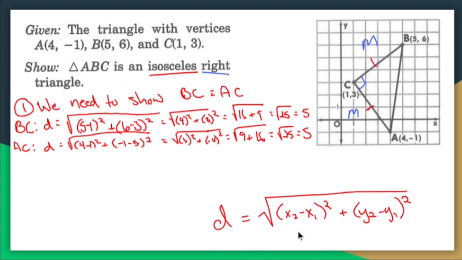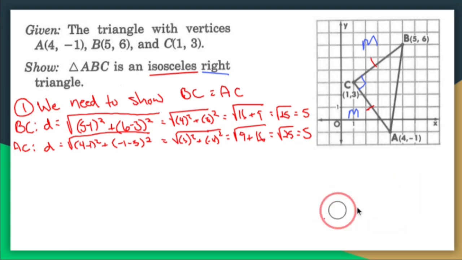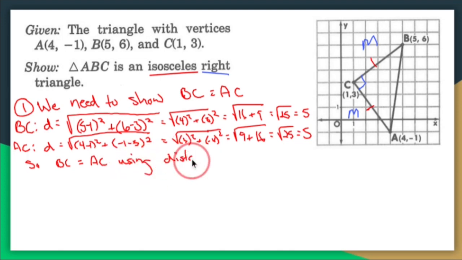So distance formula done. I will say, because I almost stopped right there, that BC is equal to AC using the distance formula. Might be saying too much, but why not? This one won't take as long.